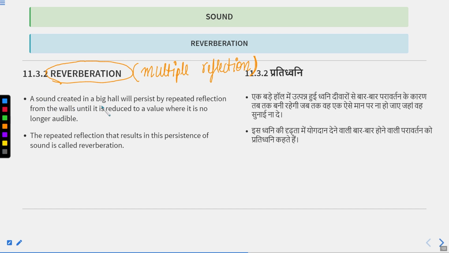A sound created in a big hall will persist by repeated reflection from the walls until it is reduced to a value where it is no longer audible. Okay, in a big hall, you always hear multiple or repeated reflection until that noise becomes zero or not audible. The repeated reflection that results in the persistence of sound is called reverberation. Clear, class?